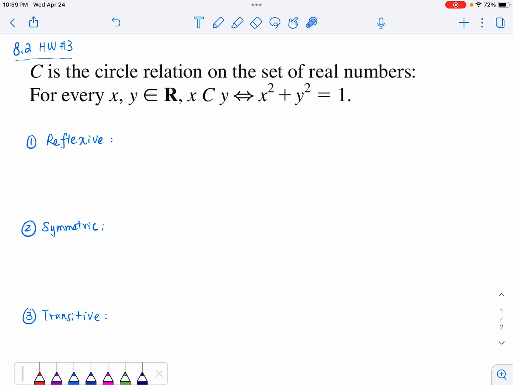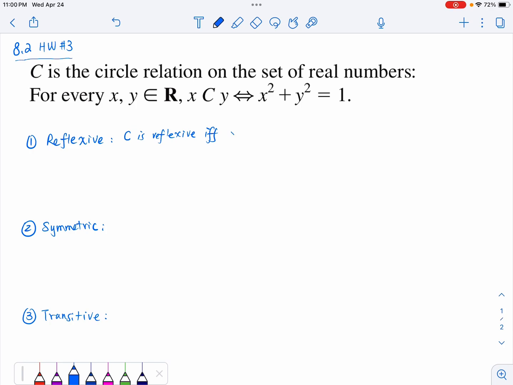So now we are going to check through all these three properties and determine which one is true for this relation. The first one is, let's determine whether C is reflexive or not. In order for us to say C is reflexive, we have to show the following. So I'm going to write this down. We're going to say C is reflexive if and only if, right?